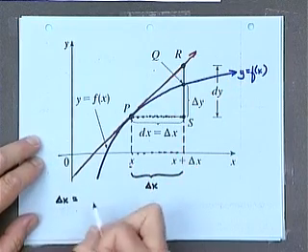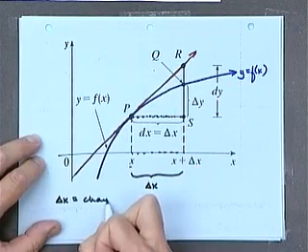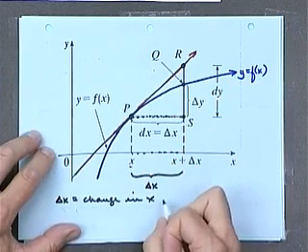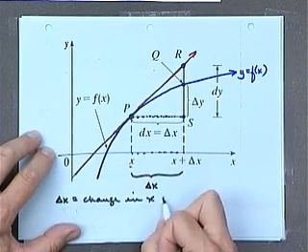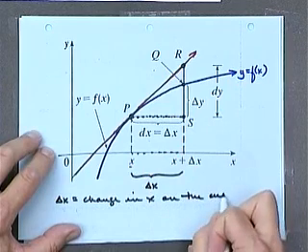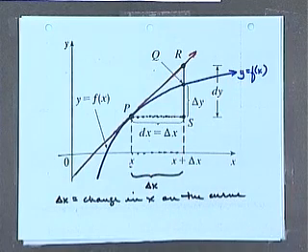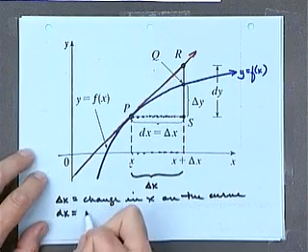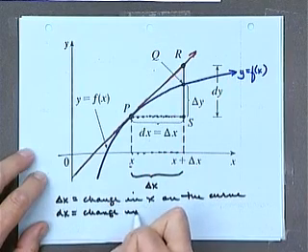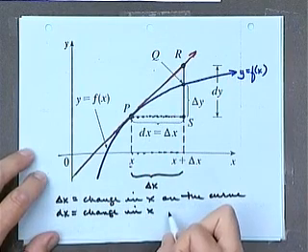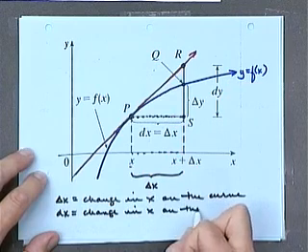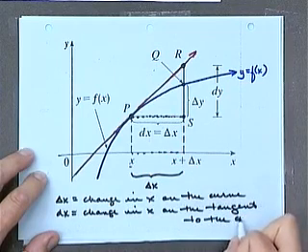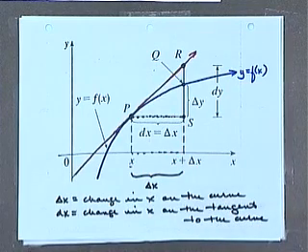Delta x will be the change in x along the curve. Dx will be the change in x along the tangent line to the curve.